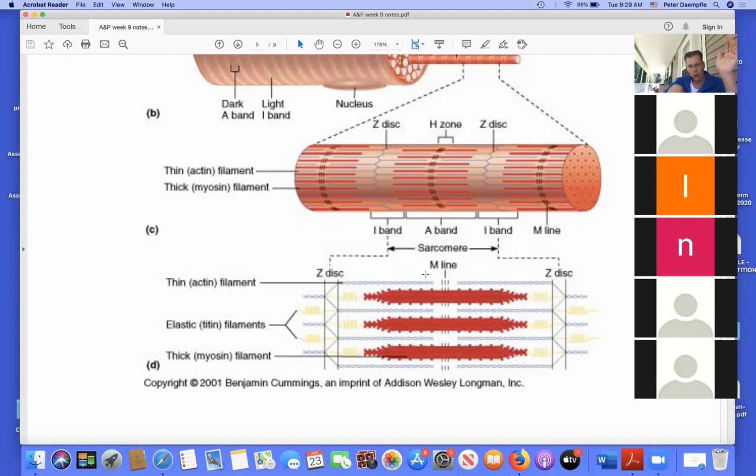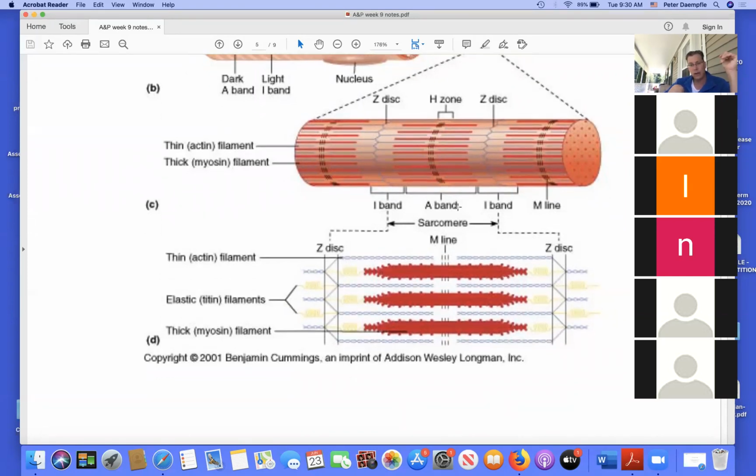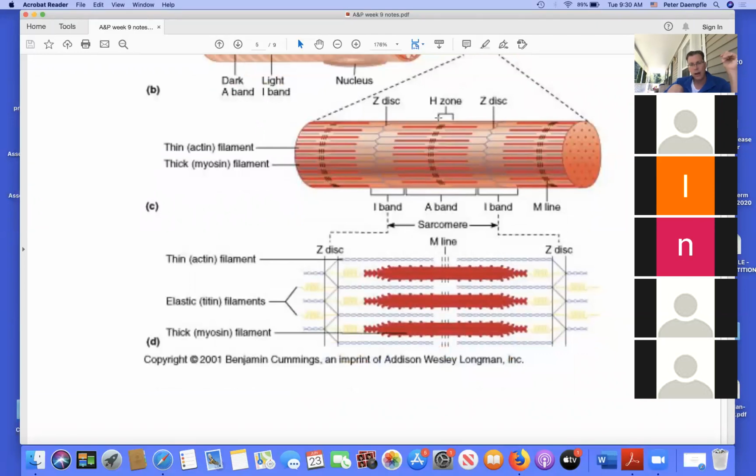The area where there's all myosin and it looks very thick under a microscope is called the A band. The A band is the thick band, and then this band, right, where there's just actin, that's the I band. A stands for anisotropic, I stands for isotropic. You don't have to know that, but you got to know the A band is the thick area, the I band is the thin area, and then the Z discs are the border between one sarcomere and another. The M line makes common sense. That means M for middle, it's a line down the middle.